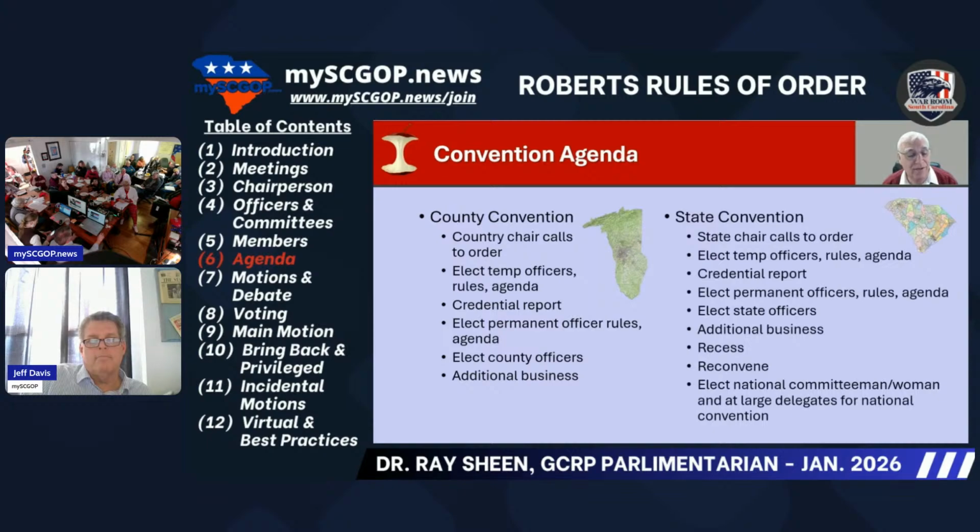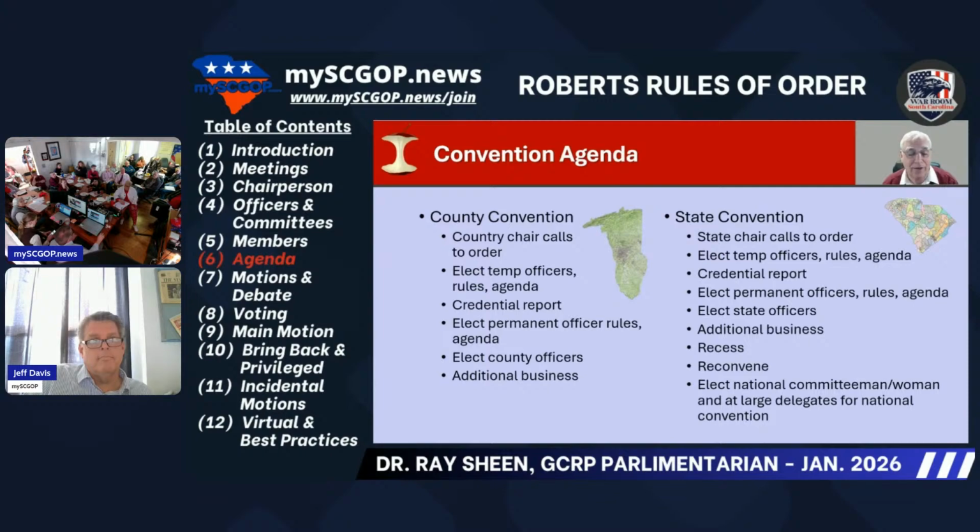The agenda order is found in the state GOP Rule 7-B. The convention is called to order by the state party chairman. A temporary convention president and secretary are elected. The credentialing committee makes its report. The convention then elects a permanent convention president, vice president, 2 convention secretaries, a treasurer, and any other convention officers they desire to elect.